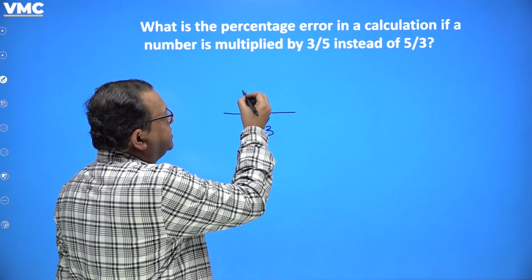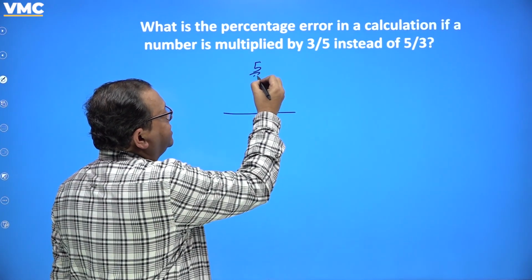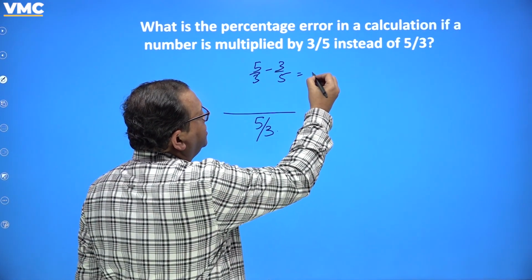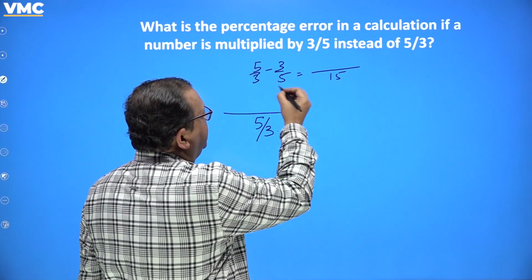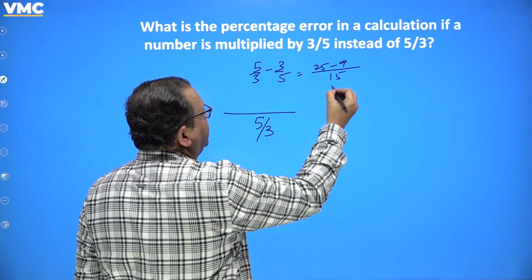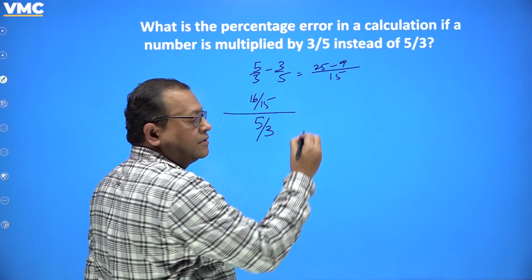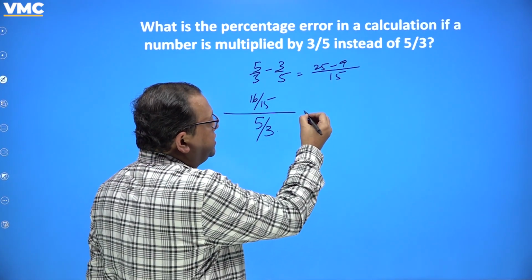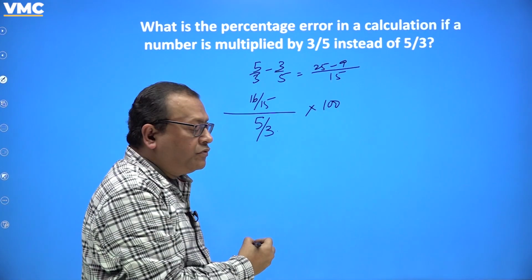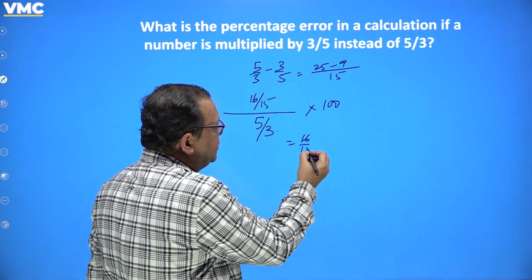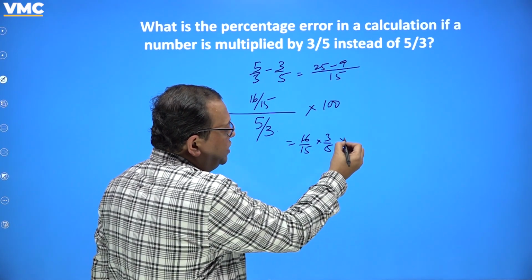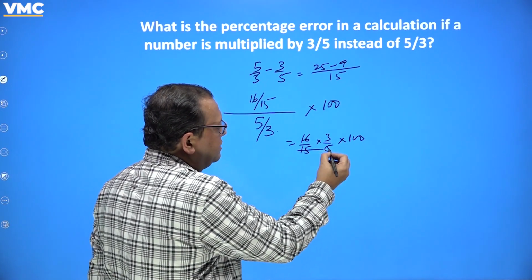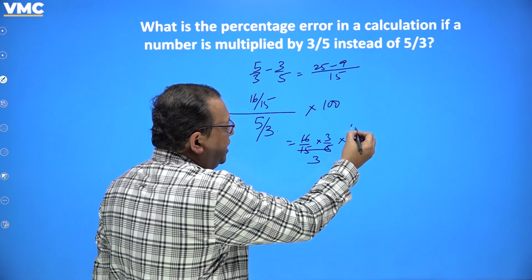Okay, so what is the change? What is the error? What is the difference? 5/3 minus 3/5. What is 5/3 minus 3/5? It is how much? 15, and 25 minus 9. So it is 16/15. So the error is 16/15 on a base of 5/3. So what is the percentage error? So this multiplied by 100. So you have to do a little bit of calculation here. So 16/15 into 3/5 into 100. So what is the error here? You can say if you calculate 75 and 100. So 25 3s are and 25 4s are.